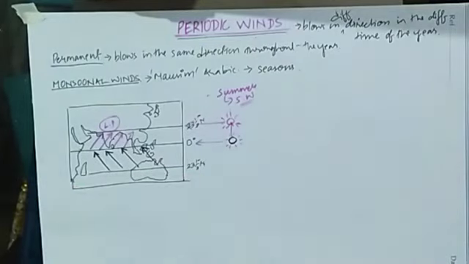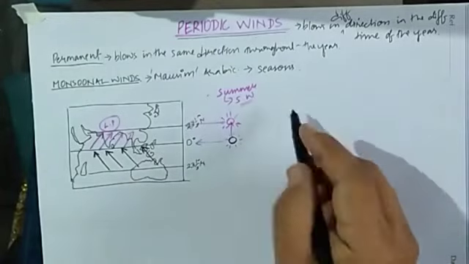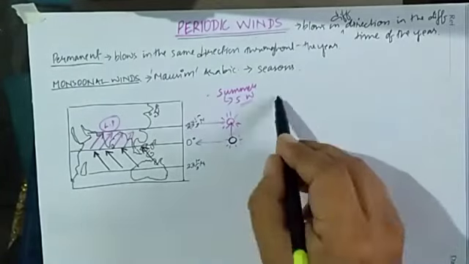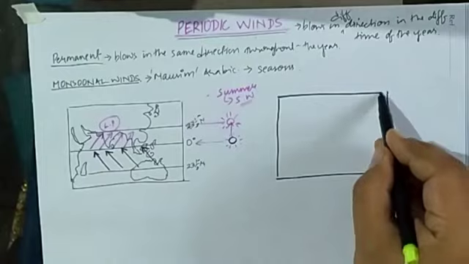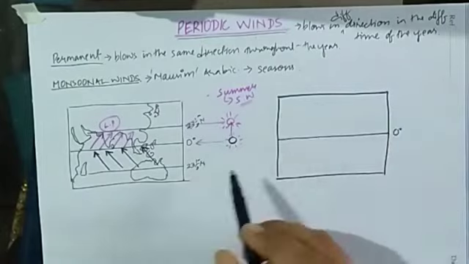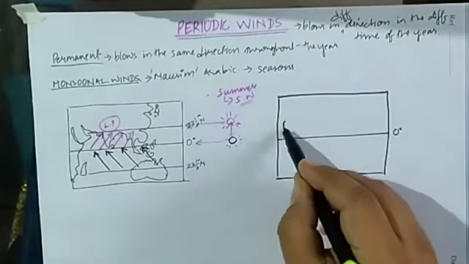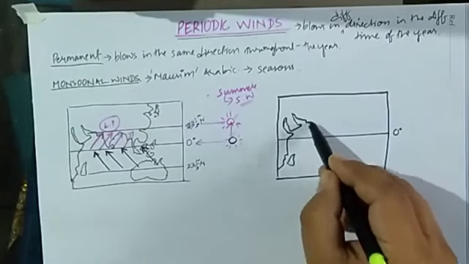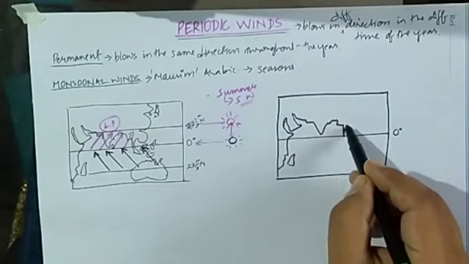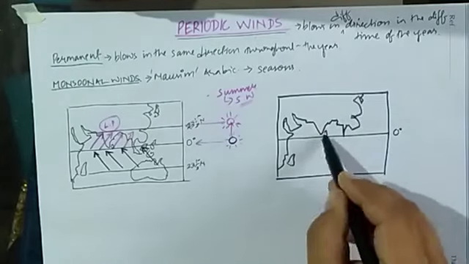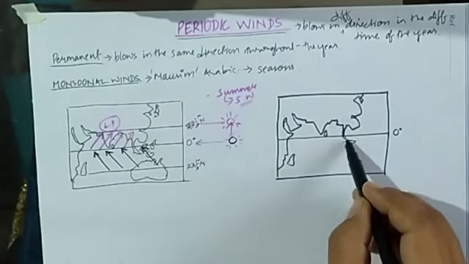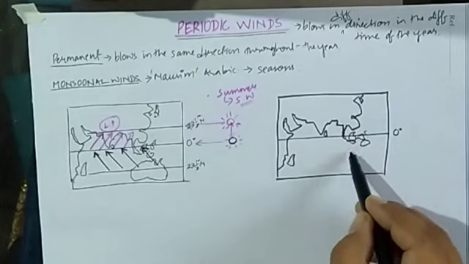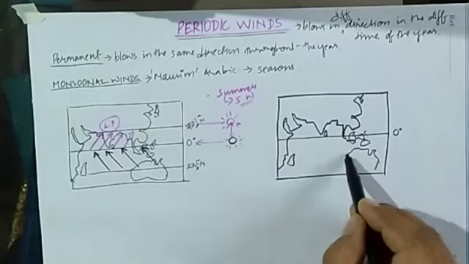Now during the winters, the scenario is quite different. As we know from the apparent movement of the sun, during the winters the sun will no longer remain at the Tropic of Cancer. Gradually it starts shifting towards the Tropic of Capricorn areas. With that, there will be a replacement of the high pressure and the low pressure. Now, let us observe through this diagram.